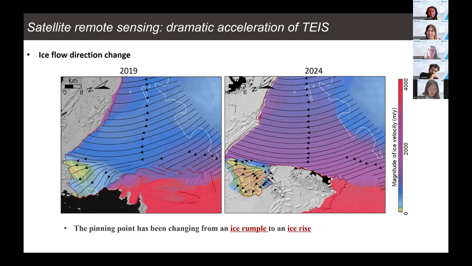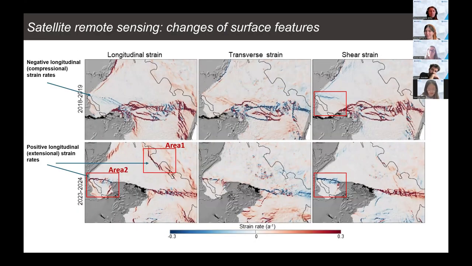Then, based on the ice flow velocity map, we also calculated the strain rates. Here, we can see two areas show significant changes. One is near the grounding line. In 2024, we observed very high positive longitudinal strain rates.